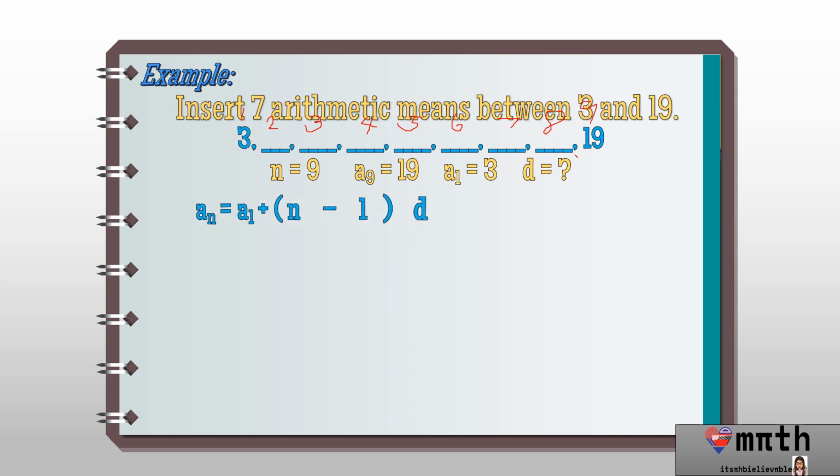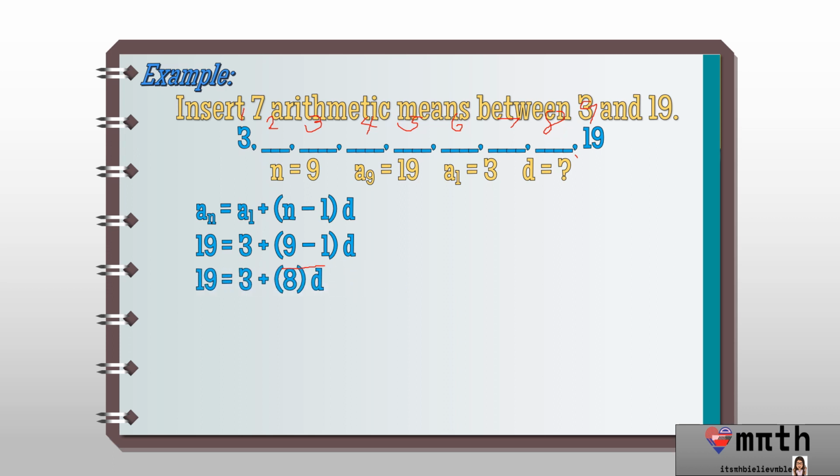So using again the formula, a sub n is equal to a sub 1 plus n minus 1 multiplied by d, we're going to substitute the given values. So that will be 19 is equal to 3 plus 9 minus 1 multiplied by d. And here, we're going to simplify first the operation inside the parentheses. That is 9 minus 1, and that will be equal to 8. 8 times d, that will be 8d.